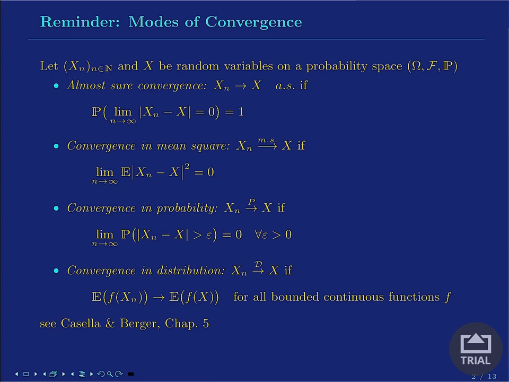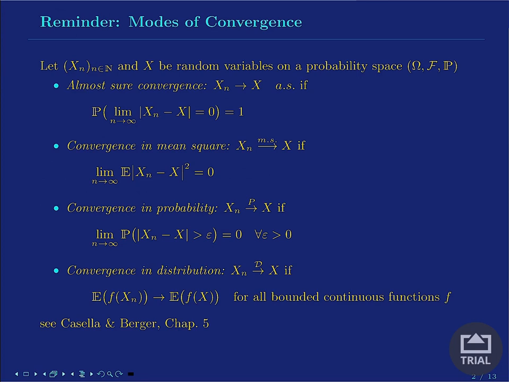Firstly, the almost sure convergence. So we say that the sequence Xn converges to the random variable X almost surely or with probability 1 if the set of all outcomes for which the sequence Xn converges to the limiting random variable X has probability 1.